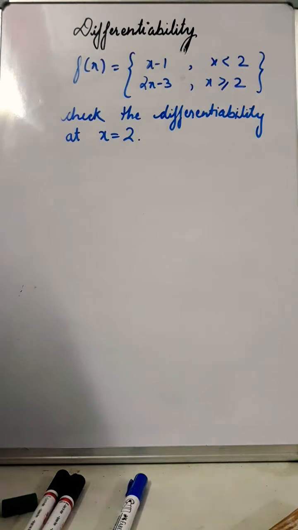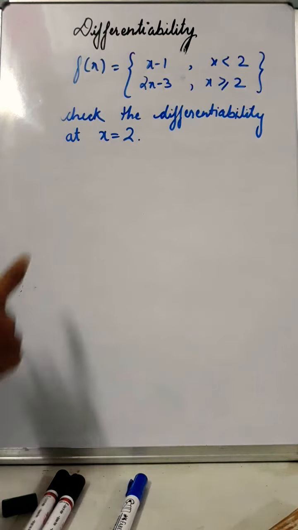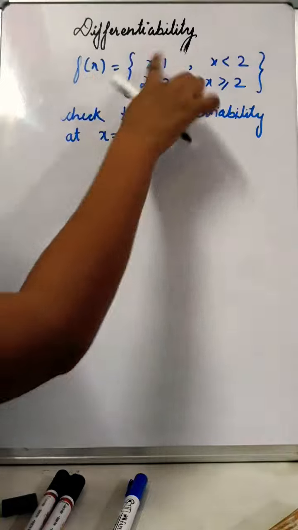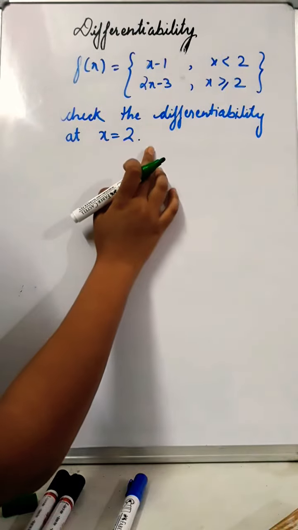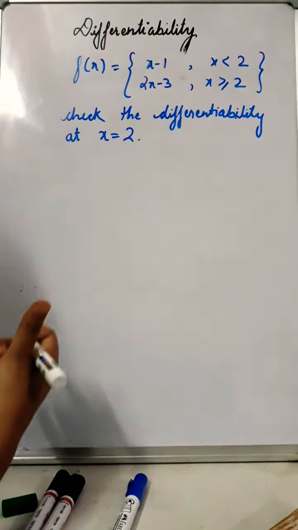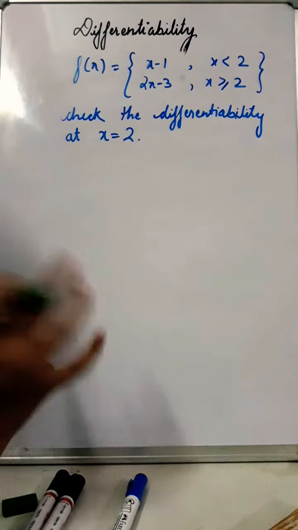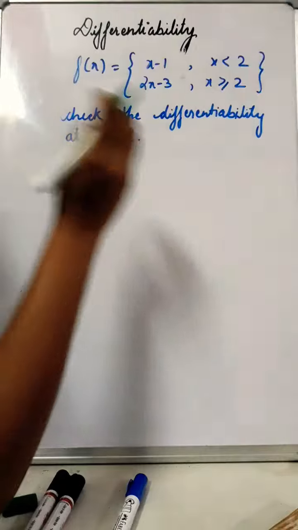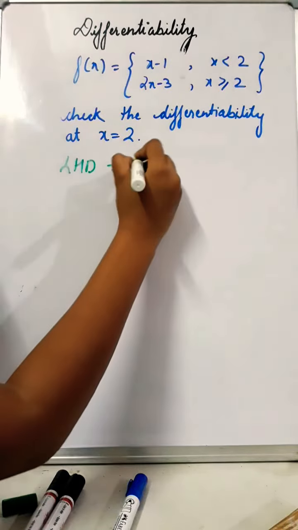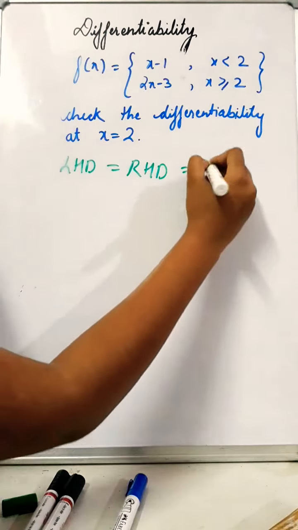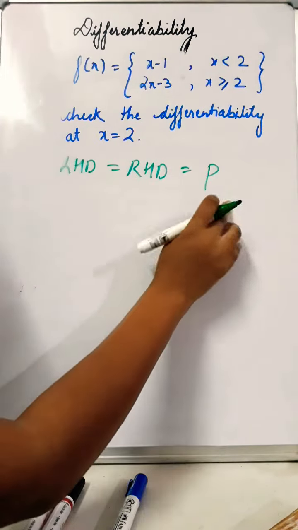Let us understand the concepts of left hand derivative and right hand derivative through an example. Here f(x) is a function defined as this, and you have to check the differentiability at x equal to 2. Now here your left hand derivative and right hand derivative come into play. When you have to check the differentiability at any point, your left hand derivative should be equal to right hand derivative and should give you a finite value. So this is your condition.